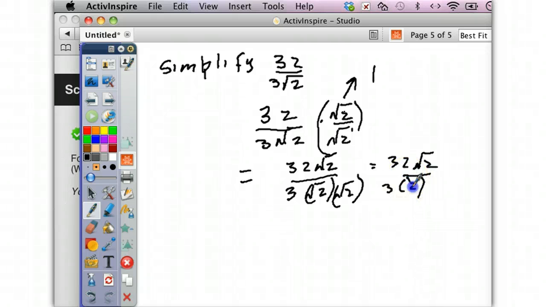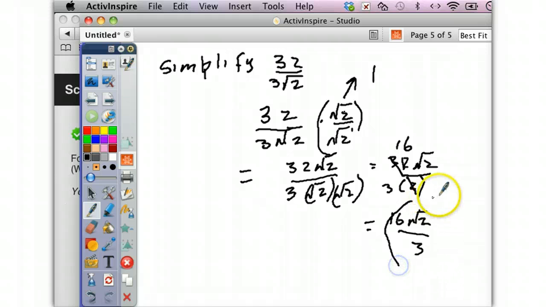And we can reduce this. That would be 16. The answer would be 16 root 2 over 3. Anybody remember that? Yeah, a little bit. All right, just write that down now, and I'm going to post this one so you can maybe review it.